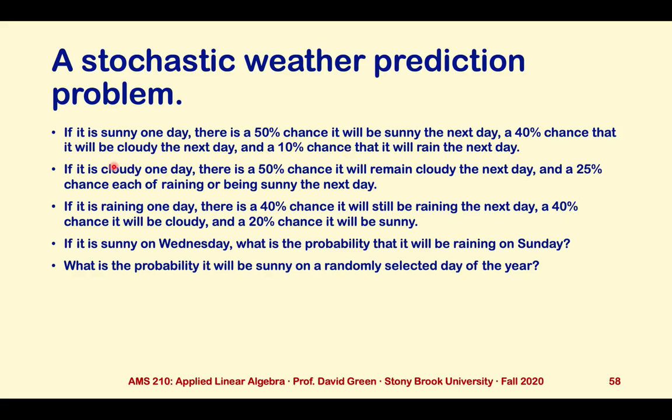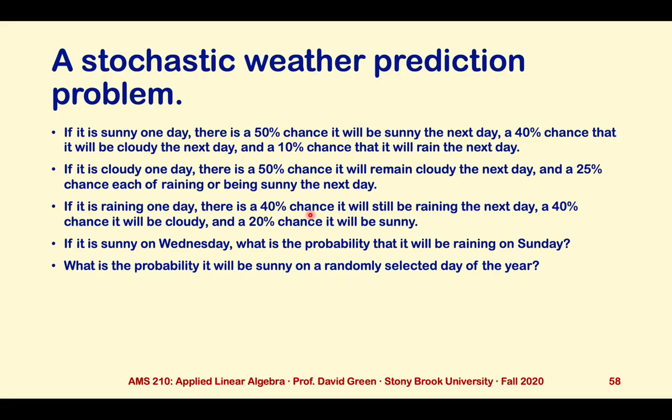If it is cloudy one day, there's a 50% chance it will still be cloudy the next day, and a 25% chance each of either being rainy or sunny the next day. If it is raining, there's a 40% chance it will still be raining the next day, a 40% chance it will be cloudy but not raining, and a 20% chance that it will be sunny. So this is describing what we know about the ability to predict weather the next day based on what we know the current day, somewhere in some hypothetical location.